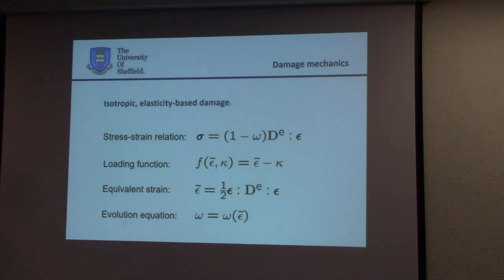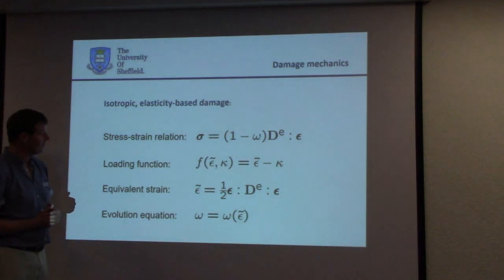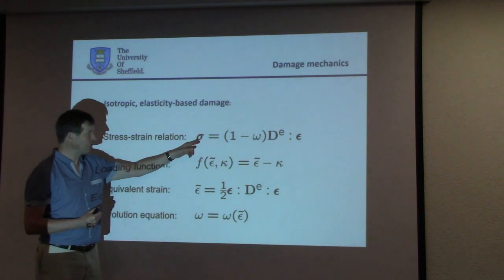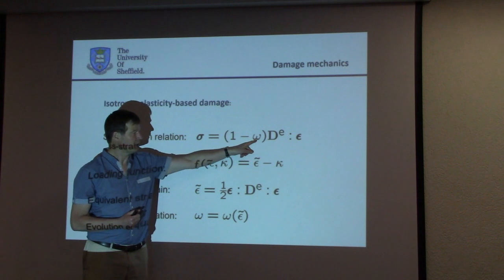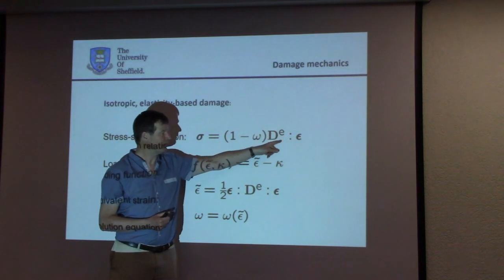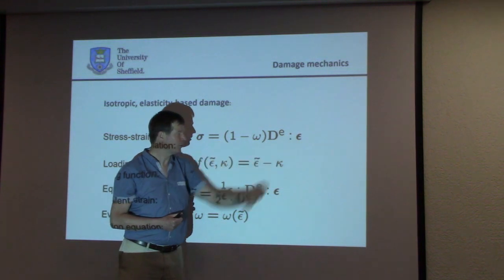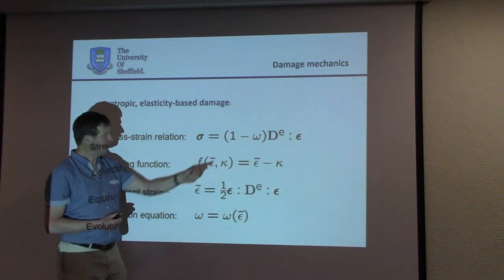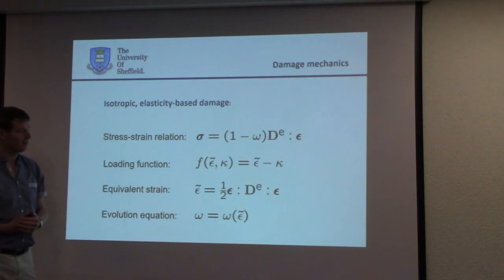So this is the summary. Our stress-strain relation of damage models is we have a stress, which is 1 minus the history variable omega, your damage parameter, times your original elastic stiffness, times your strain. And your omega degrades.